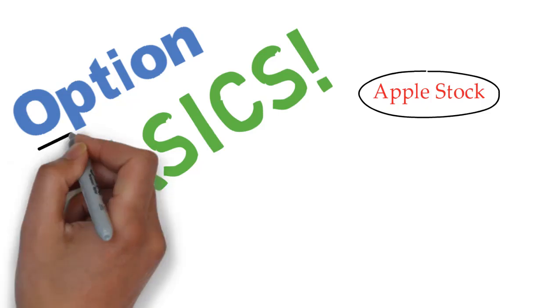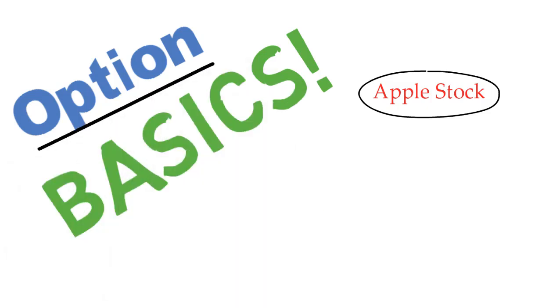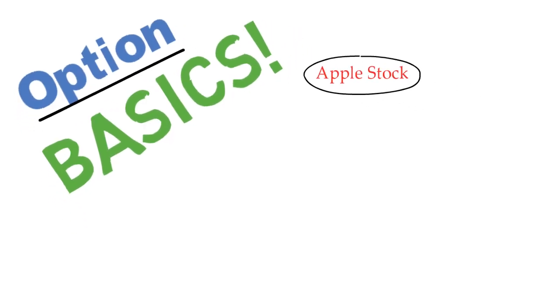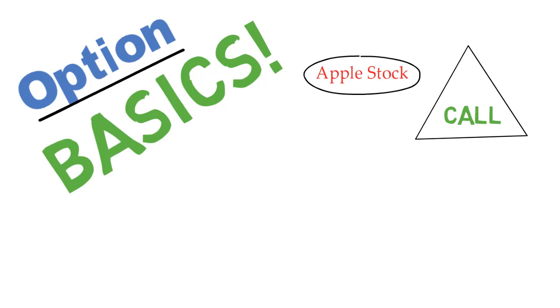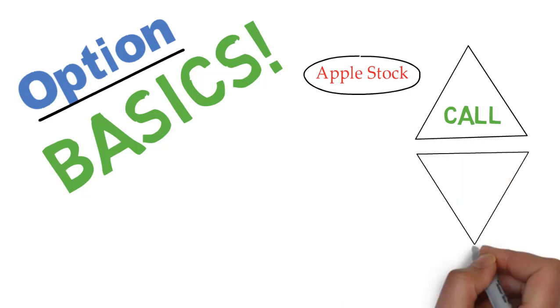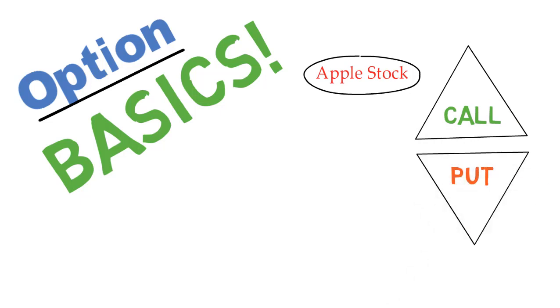Let's define option. An option is a contract which gives the buyer the right, but not the obligation, to buy or sell a stock or any other underlying securities for a specified price on or before a specific date. There are two types of options: a call, giving the right to buy the security, and a put, giving the right to sell the security.